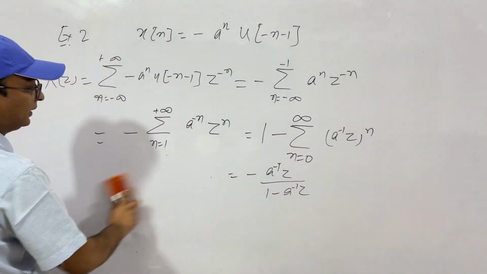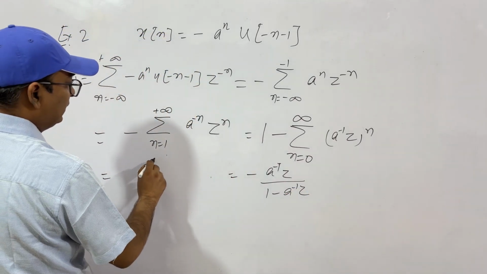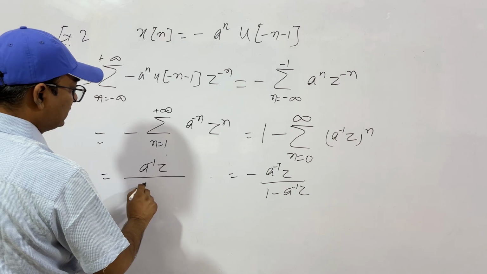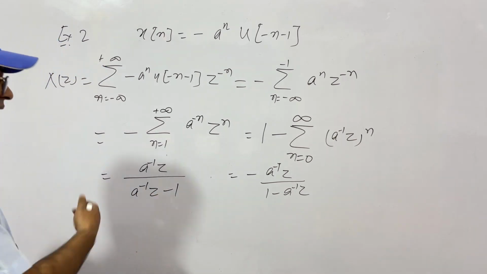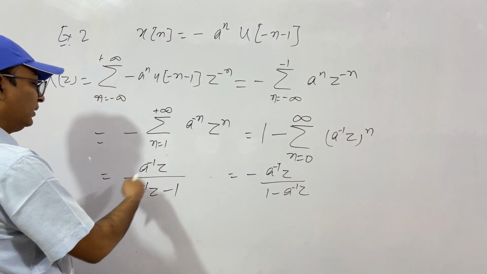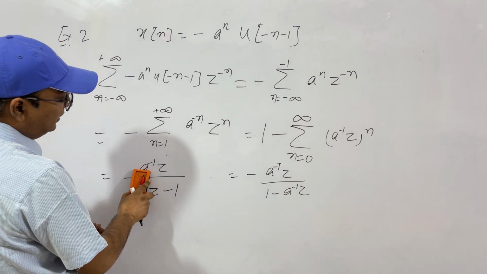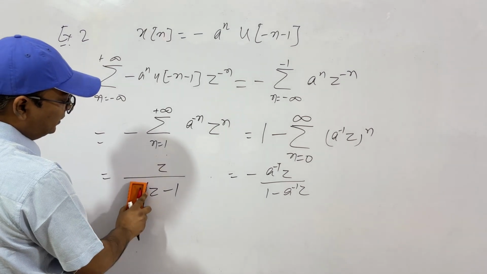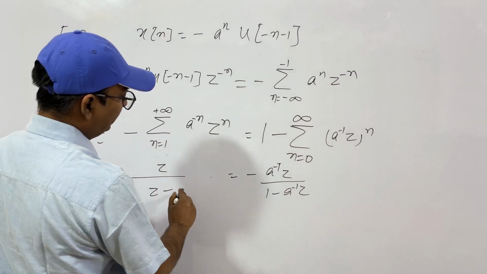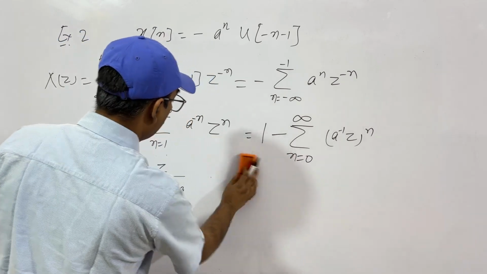So you can write it like this: a inverse z by a inverse z minus 1. You can simplify it, multiply by a up and down. What you will get? See, if you multiply by a, this is gone, and here you will get this. So you can simplify it.